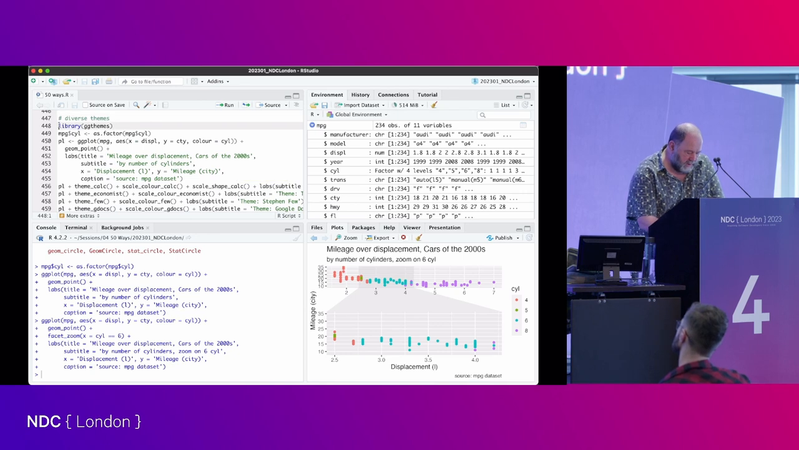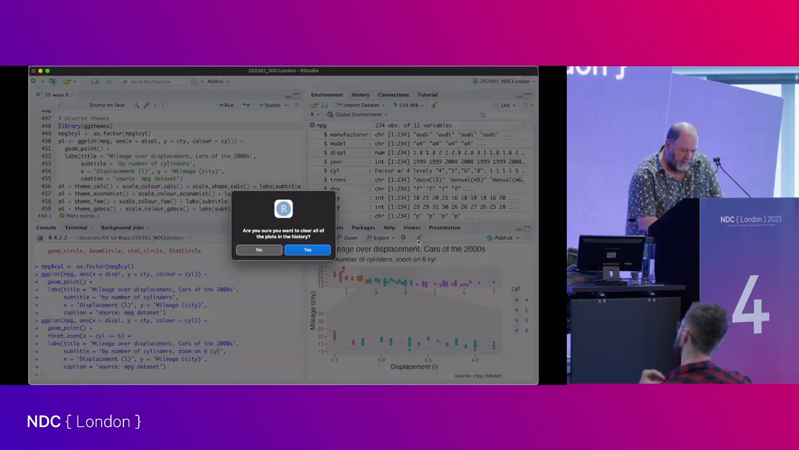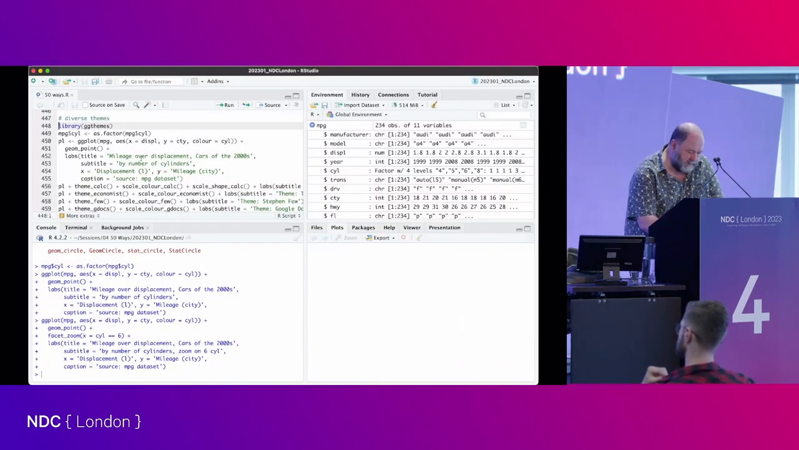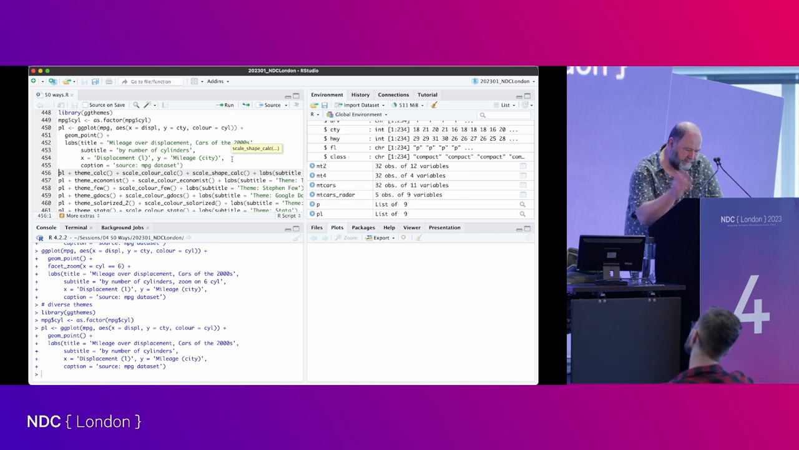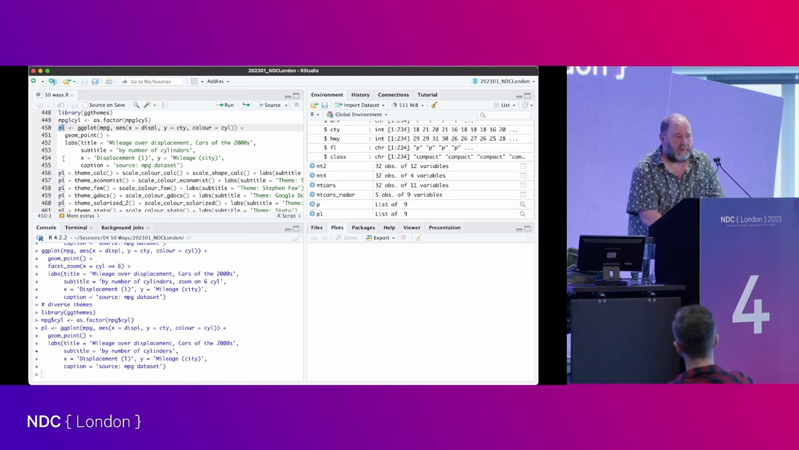Okay, I mentioned you could play around with color and themes and things like that. A quick run through some of them. I have a plot again. Not very creative, but yeah, the displacement. I store that plot into a variable, which is something you can do easily in R. You can store anything in a variable.